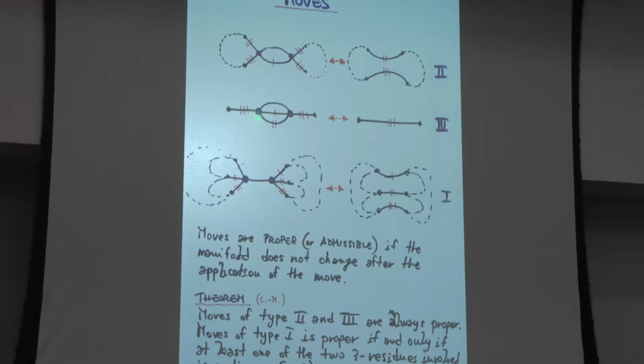For example, this is the 3-dipole move. You have 2 vertices connected by 3 edges, and you just remove this dipole and glue the 3 pendant edges here, 1 edge here. You go in one way and also in the other way. This is called a 3-dipole.